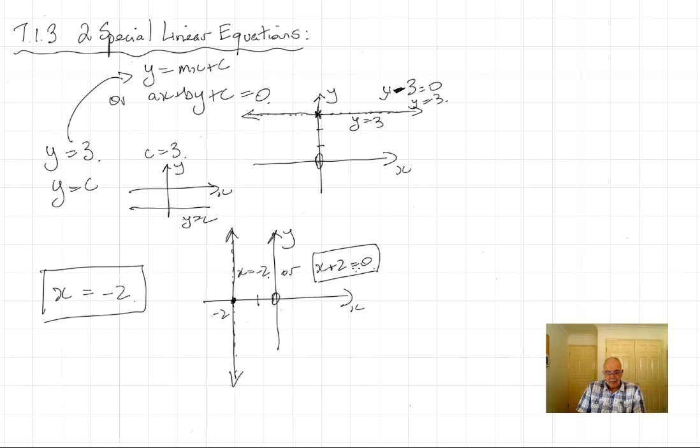Alright, so there's two special equations: y equals and x equals. The y equals is parallel to the x-axis, and the x equals, no matter where it is, will be parallel to the y-axis.